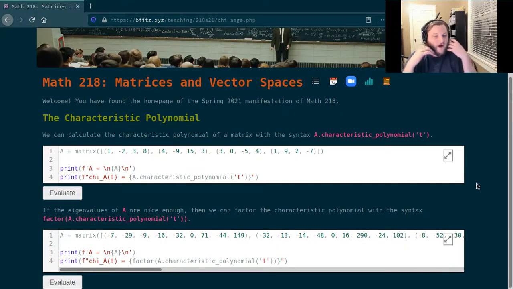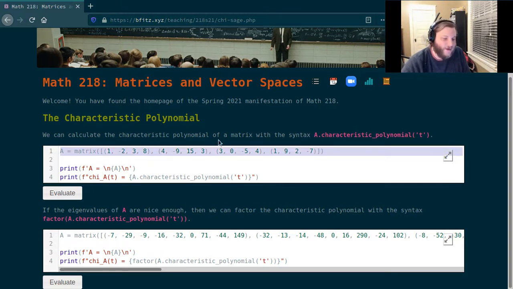Okay, so I just finished the lecture on characteristic polynomials. I don't have much to say here in terms of calculation other than to point out that Sage can calculate characteristic polynomials. The syntax for calculating the characteristic polynomial of a matrix is A.characteristic_polynomial('t'). So if you input your favorite square matrix, you can use that syntax to look at the characteristic polynomial.